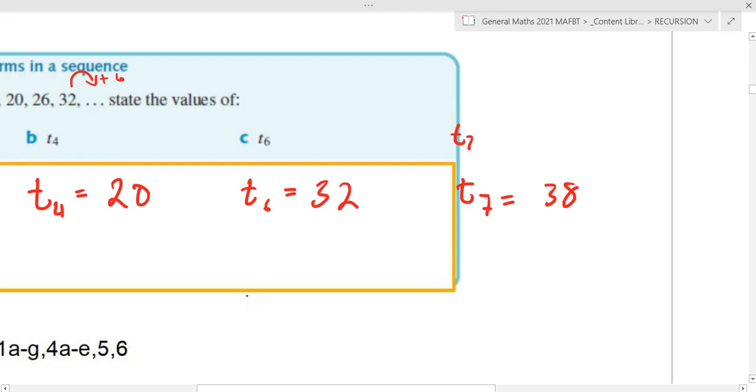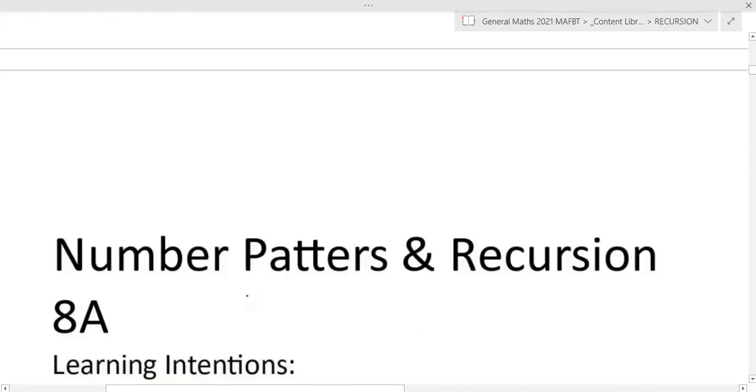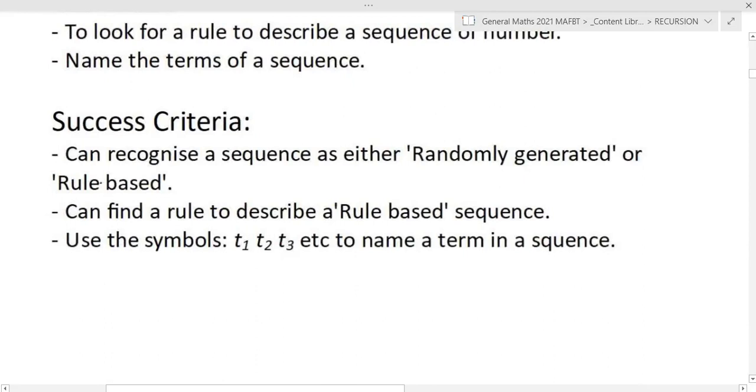So guys, that's basically it for 8A. I'm hoping that we were able to meet our success criteria, that we can understand whether something is random or rule-based. We can find a rule, and in terms of the rule, we just write rule equals whatever the rule might be, and then the symbols or labels for the terms refer to these. So T1 means first term, T2 second term, T3 third term.